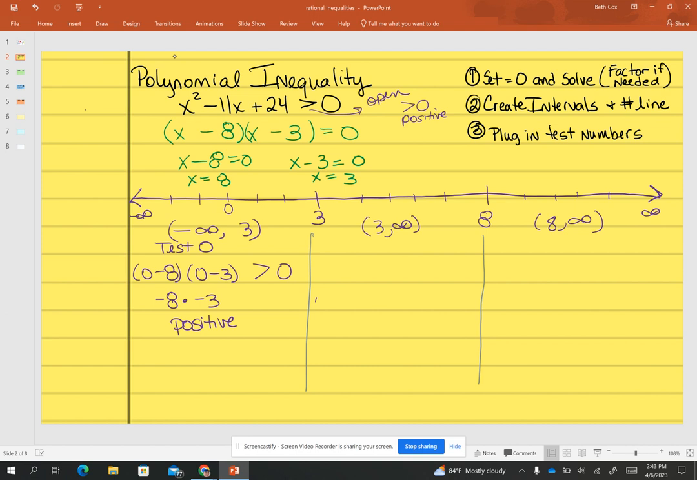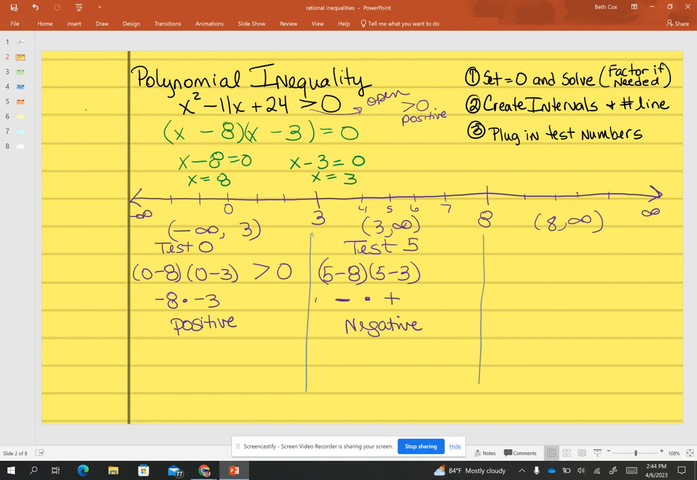In the middle over here, I'm going to test a number. I could test any of those numbers. I'm going to test 5. So I'm going to plug in 5: 5 minus 8 and 5 minus 3. I'm actually not going to subtract. I know that's a negative. I know that's a positive. And a negative times a positive is a negative.